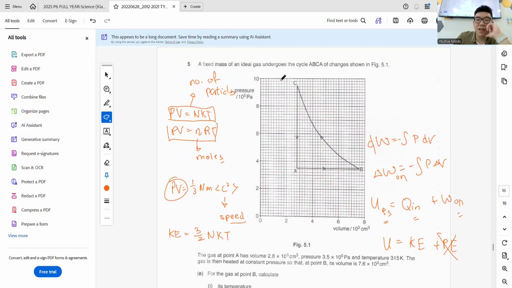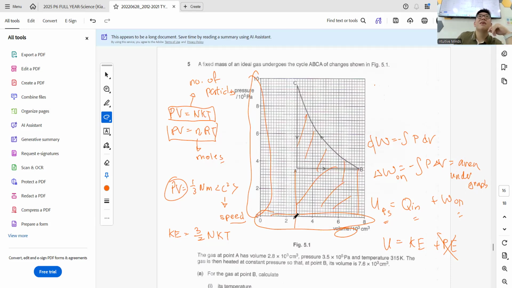Now, when you see a graph like this that has actual numbers, what should be in your mind? I told you before. There's another formula that should also be in your mind. Work done equals the area under the graph, and the axis is the volume. For example, you got some work done here, and also there's work done here as well. Any other things? Got numbers one.